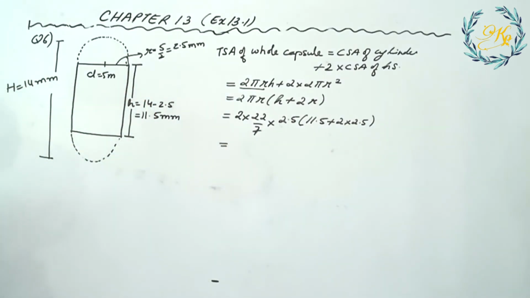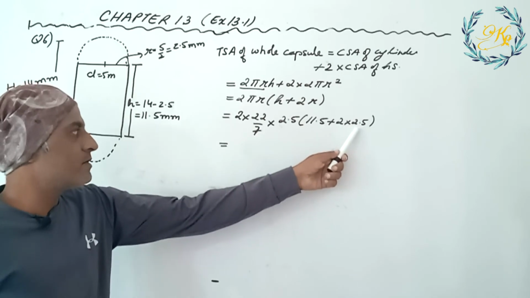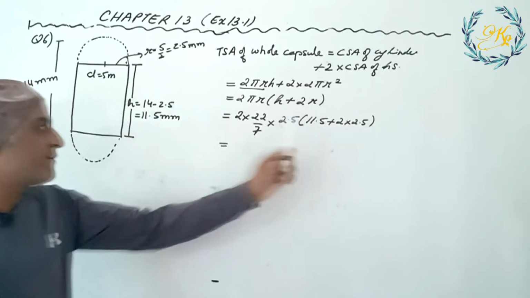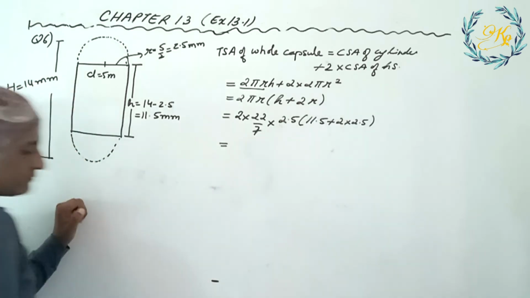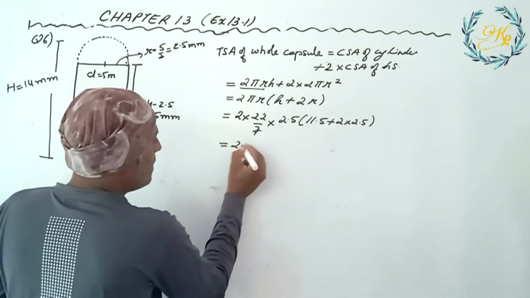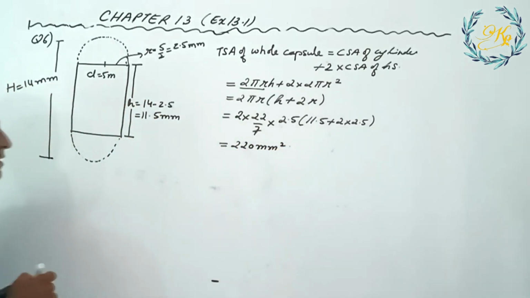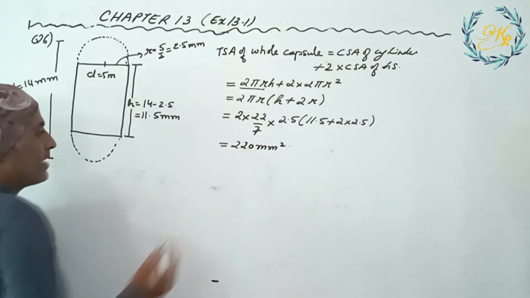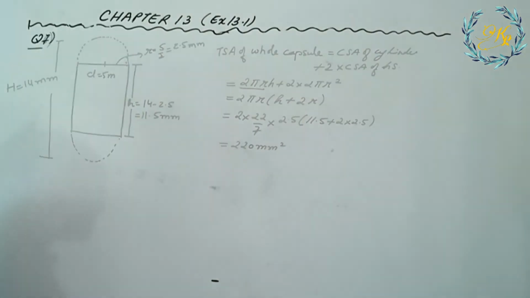So what are we going to do? We will solve the values in the bracket first. This will give you almost 5 plus 11.5 is going to give you 16.5. Okay, so solving all the values, you get the answer as 220 millimeter square. So on the last line you are going to write the total surface area or surface area of the capsule is 220 meter square. Let's go to question number 7.